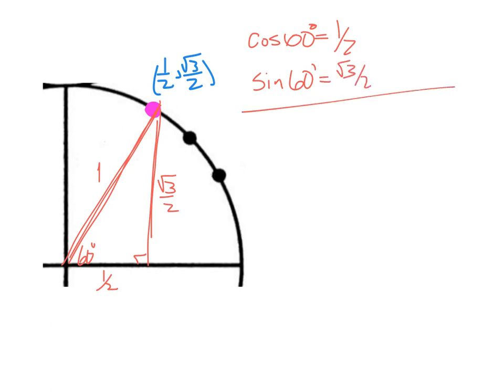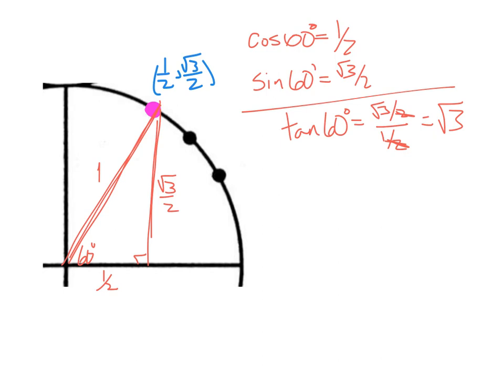If we want to find the tangent, tangent of 60 is going to be sine over cosine. So now we got the square root of 3 over 2 over 1/2. Again, these over 2's, they're going to cancel, and we're left with square root of 3 over 1, which is just square root of 3.